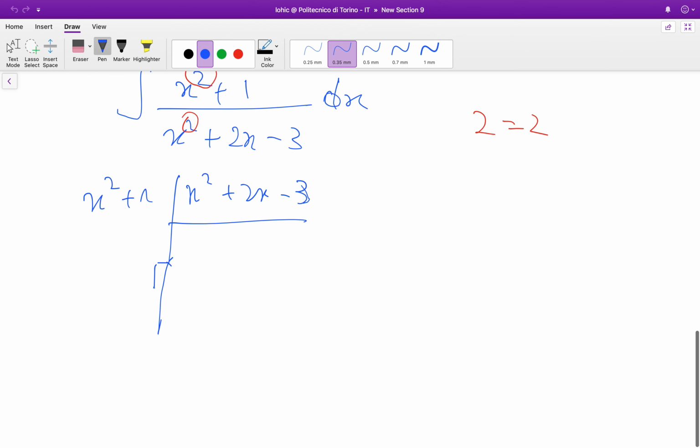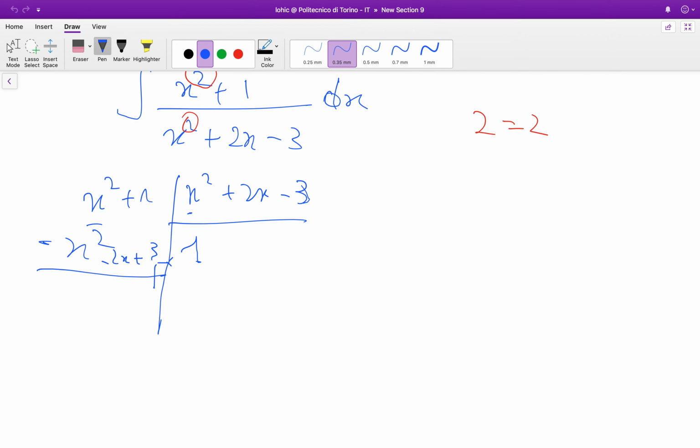This is a kind of division that maybe you did in high school. x squared divided by x squared is what? 1. It comes 1. 1 times x squared, when it comes here it becomes minus x squared, right? 1 times 2x is 2x, it becomes minus 2x. Then 1 times minus 3 is minus 3, it becomes plus 3, right?